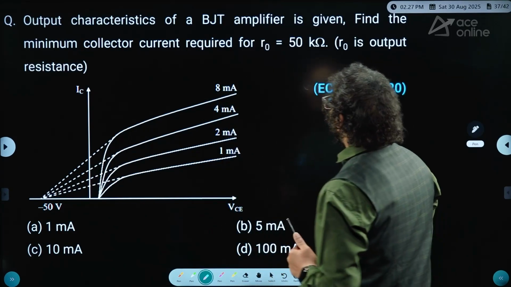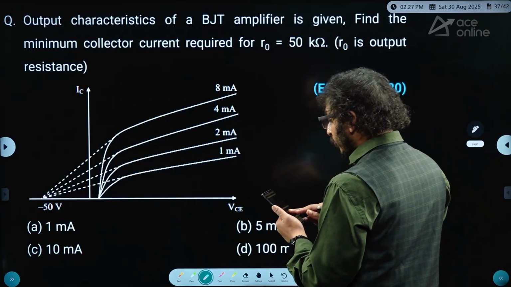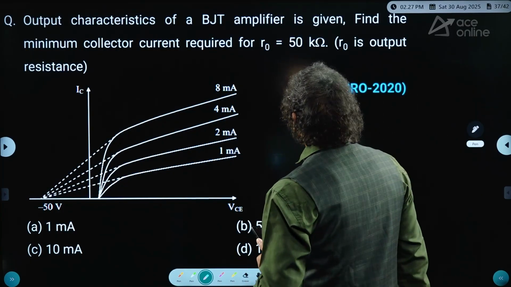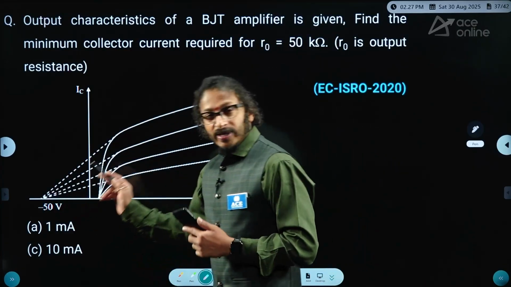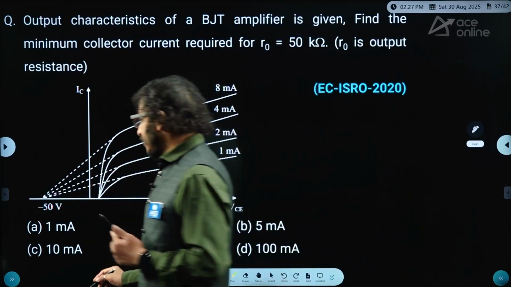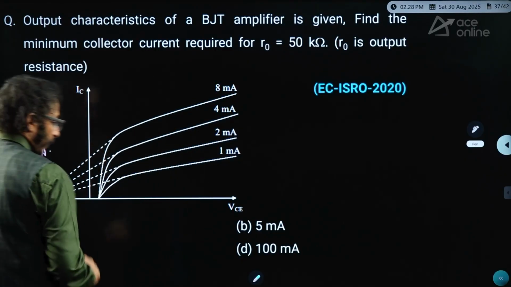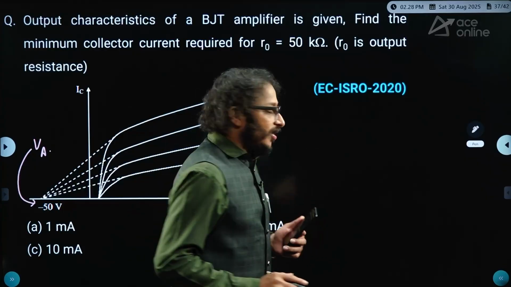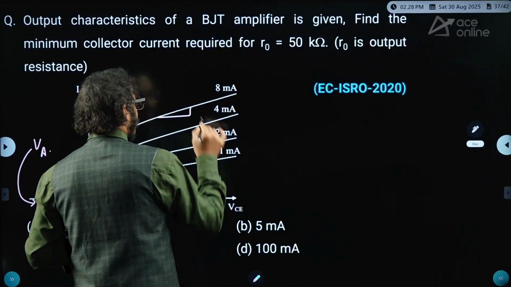The output characteristics of a BJT amplifier are given. See, the output graph of a bipolar junction transistor is given. Find the minimum collector current required for R0. It is very clear from the characteristics that this voltage is technically called the early voltage. Am I right here? This is called the early voltage. Of course, take the magnitude, not minus 50, take it as a magnitude. And because of that early voltage, there is a resistance, the so-called output resistance R0.